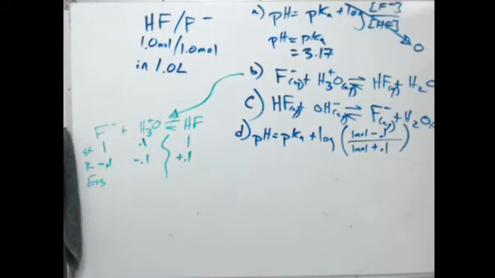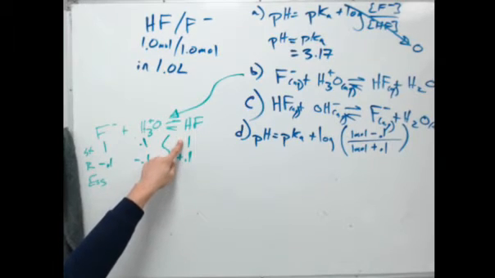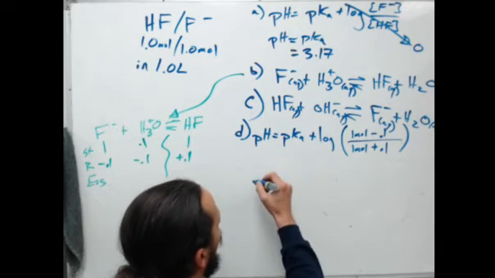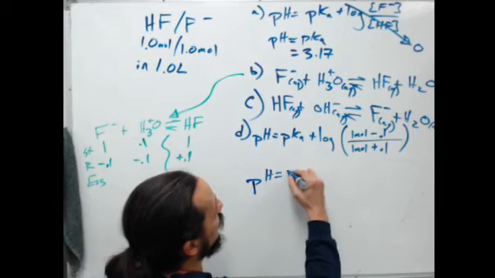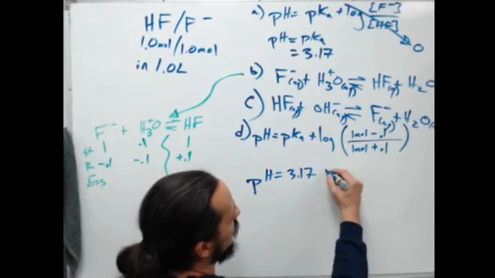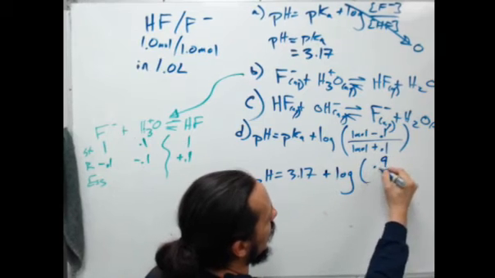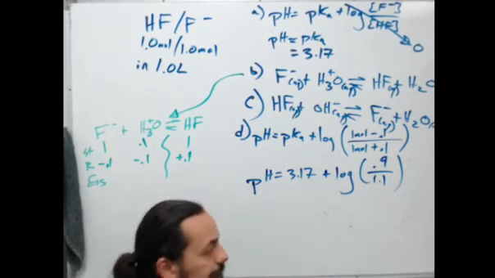So this is one of those examples where I'm adding to a buffer, so my starting conjugate base and my starting weak acid are both not 0. But at this point, we've got our pKa. Can you solve 1 minus 0.1? We're going to have pH is equal to 3.17 plus log 0.9 over 1.1.